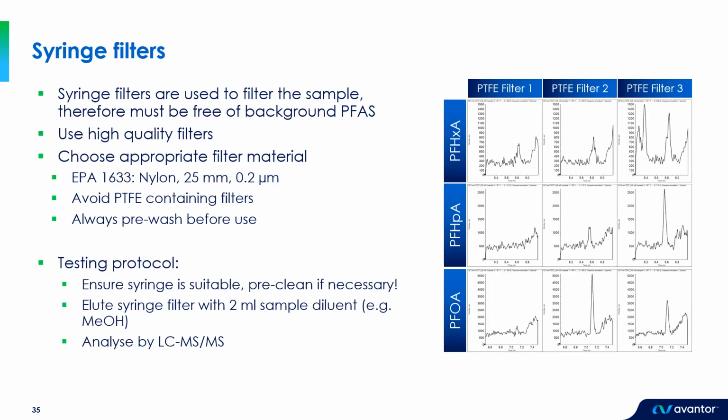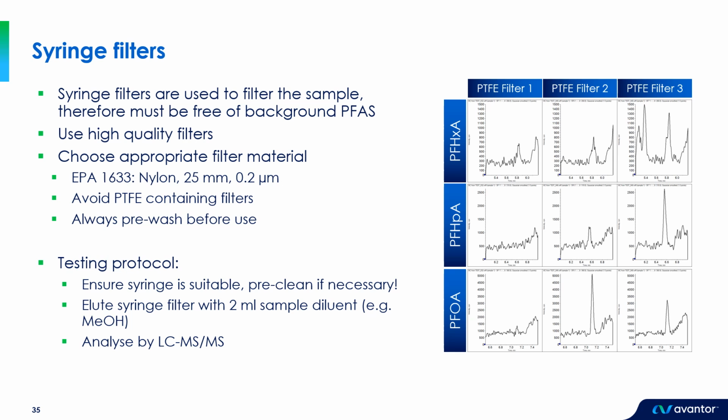So perhaps the step of the analysis workflow that has the most potential to contaminate our samples is the sample preparation that we carry out. One of the simplest forms of sample prep is the use of syringe filters to remove particulates from our samples. So this is potentially quite applicable to things like environmental water samples. Here it's important to use high quality filters and also choose an appropriate filter material.